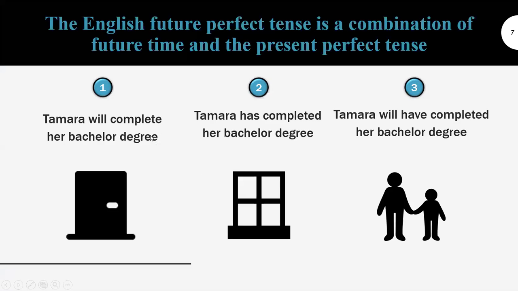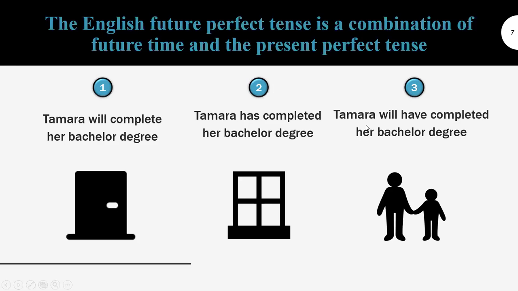Tamara will complete her bachelor degree. This is future tense or simple future tense. Tamara will complete her bachelor degree. Future tense. And this one, Tamara has completed her bachelor degree. This is present perfect tense. So, like I said before, future perfect tense is a combination between future time or future tense and present perfect tense. So we are joining these two sentences together. Two tenses together, we join, so become one.